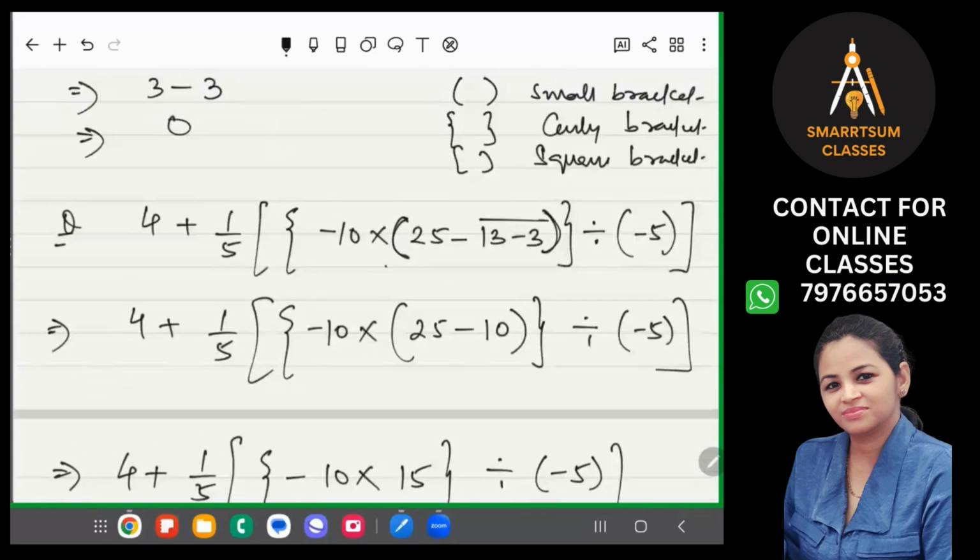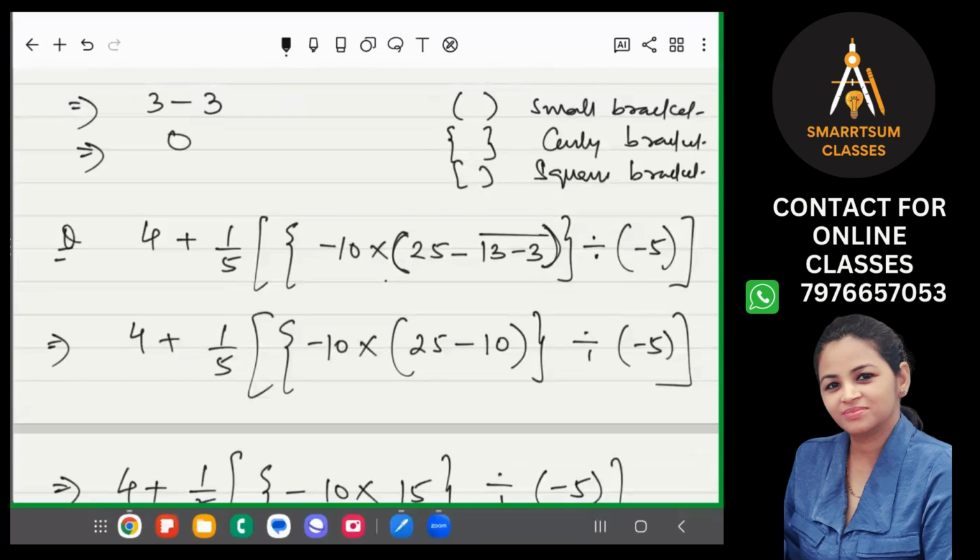So this is the way to do the simplification of such questions where we have multiple signs together. Is that clear to everyone? Yes or no? Yes, ma'am. Okay.